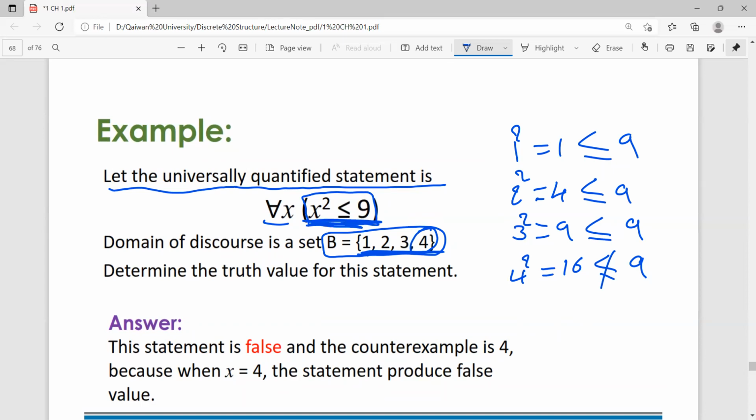So at this value, the statement is not true. That's why we say the statement is false. We don't say that only that point is not true. We say the statement is false. Why? Because if you replace x by 4, we get 16, which doesn't satisfy this inequality. Okay?